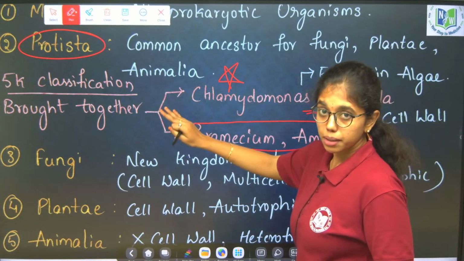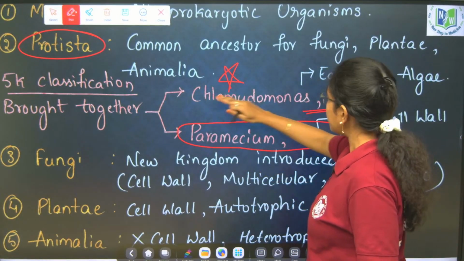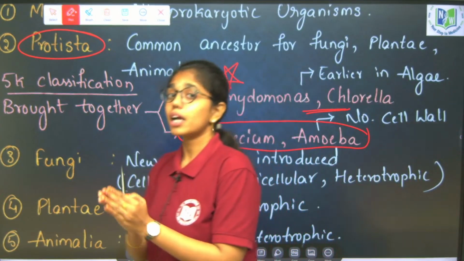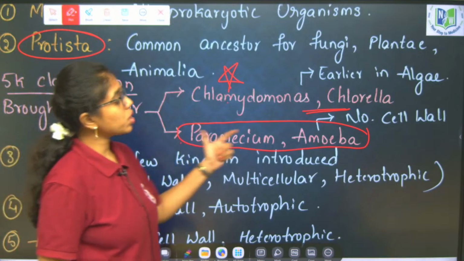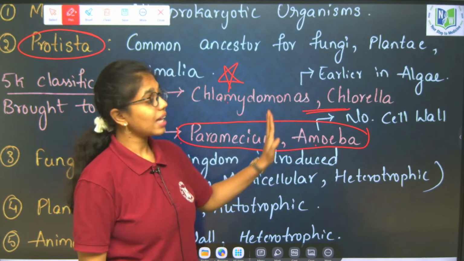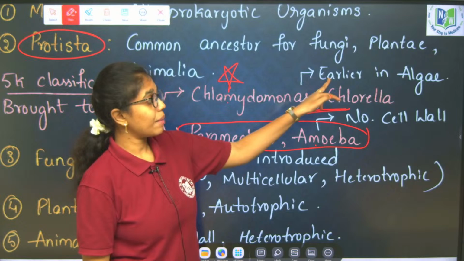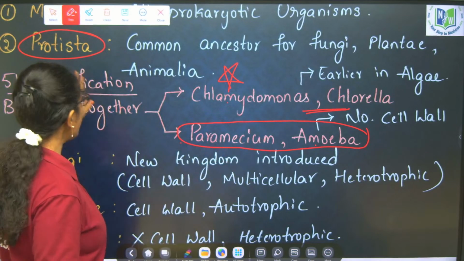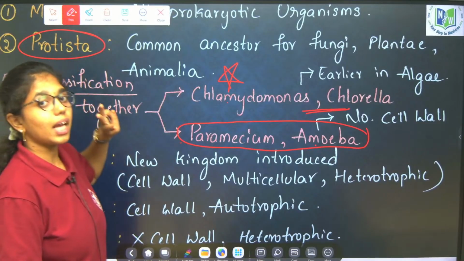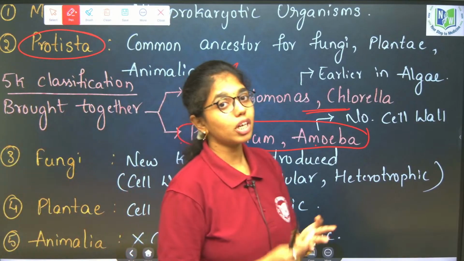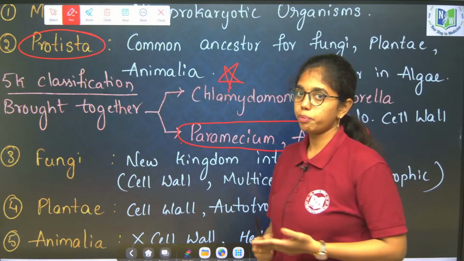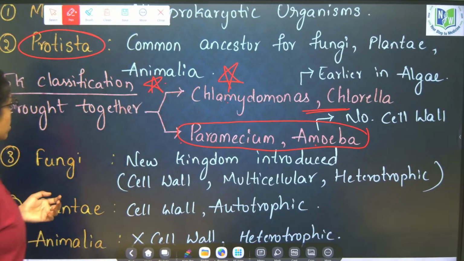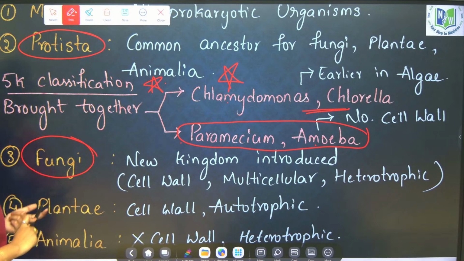In the 5 kingdom system of classification, Chlamydomonas and Chlorella, which were earlier placed in algae, are brought together with Paramecium and Amoeba. Paramecium and Amoeba do not have a cell wall, whereas Chlamydomonas and Chlorella have a cell wall. So, these 2 are placed in Protista. That is why we have 3 types of protists: plant like protists, fungi like protists and animal like protists. Remember this. Next, fungi. Fungi is the new kingdom which is introduced.